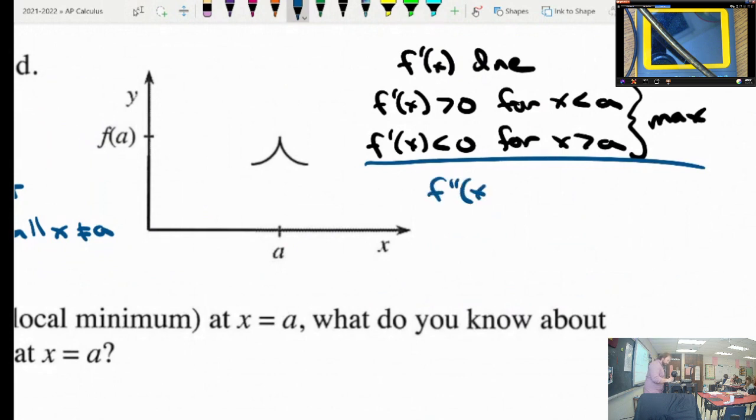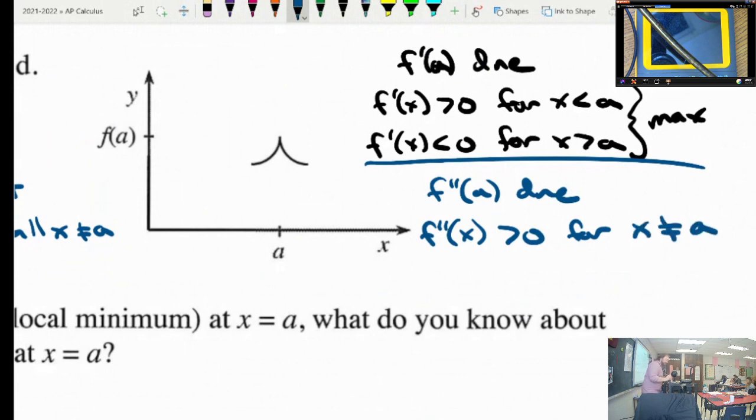Again, f double prime of A doesn't exist. I guess I should change this to A up here. So again, the second derivative is positive. This is concave up for every value of x except at A. So I would say for all x's that are not equal to A. Pretty cool.